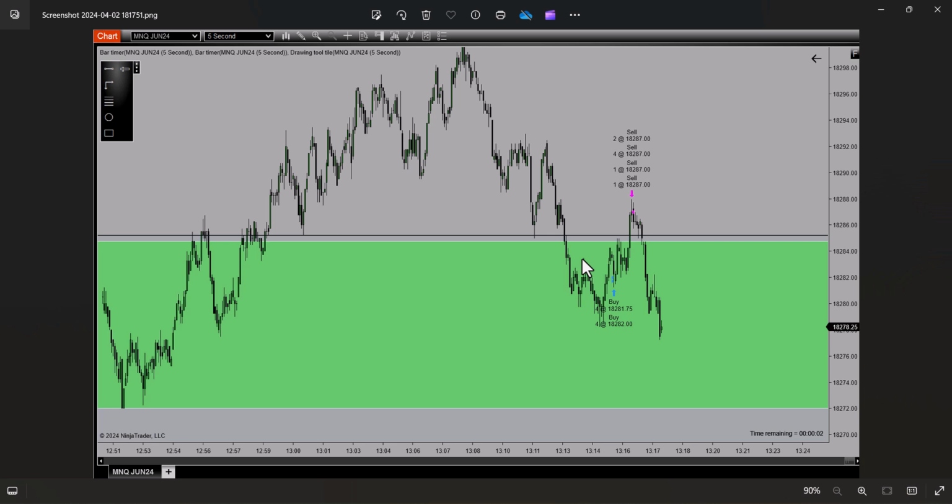No, this is not a fake market structure shift. This is a market structure shift to mitigate this zone only. So not every market structure shift is going to send price to make new highs. All right? So the objective of this break is to mitigate the zone.